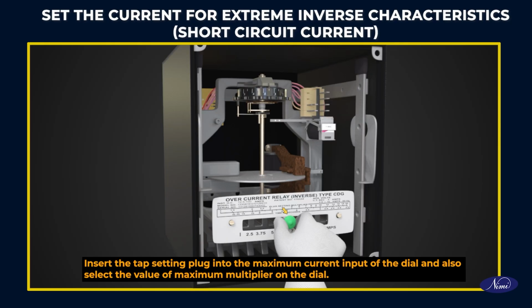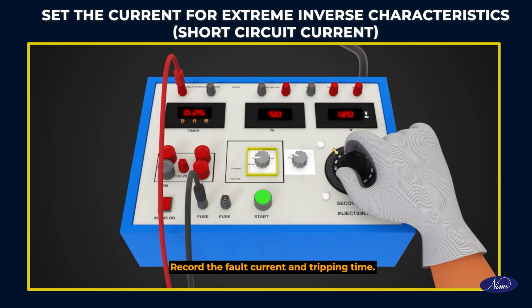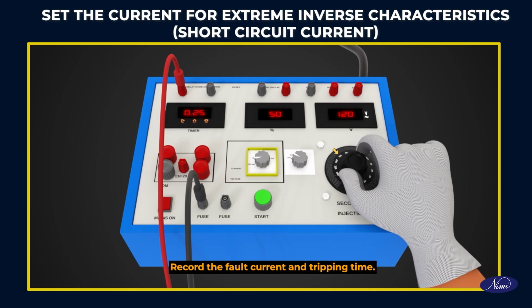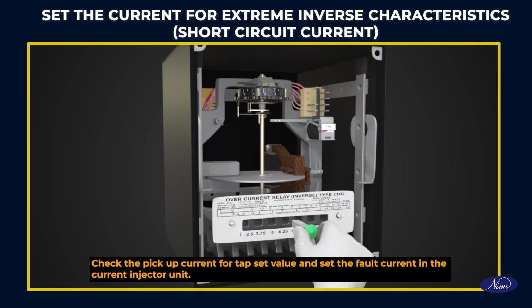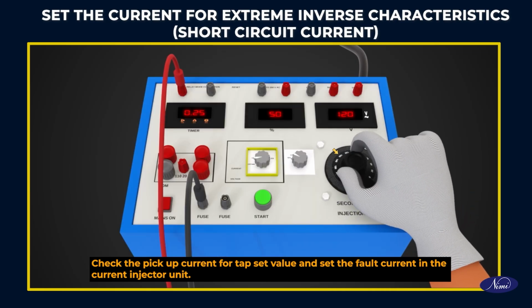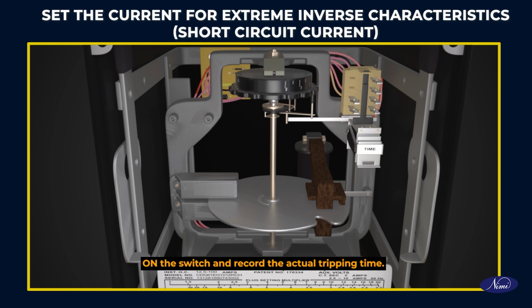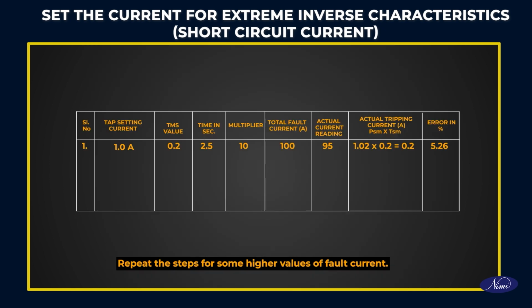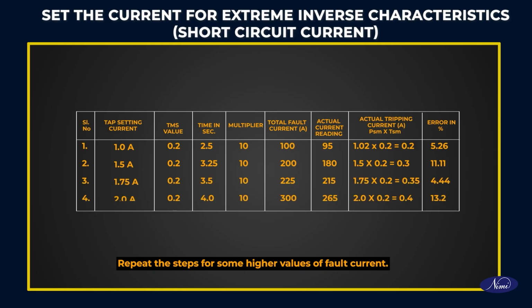Insert the tap setting plug into the maximum current input of the dial and also select the value of maximum multiplier on the dial. Record the fault current and tripping time. Check the pickup current for tap set value and set the fault current in the current injector unit. Switch on and record the actual tripping time. Repeat the steps for some higher values of fault current.